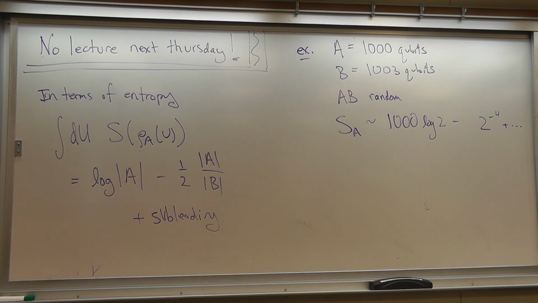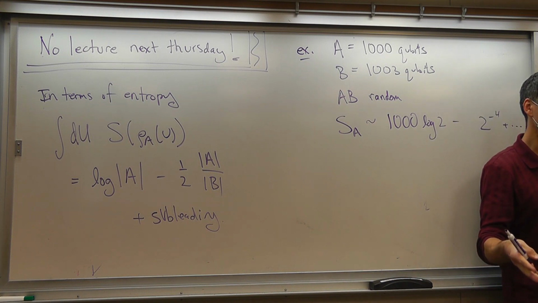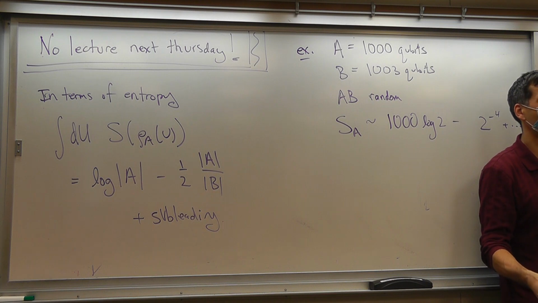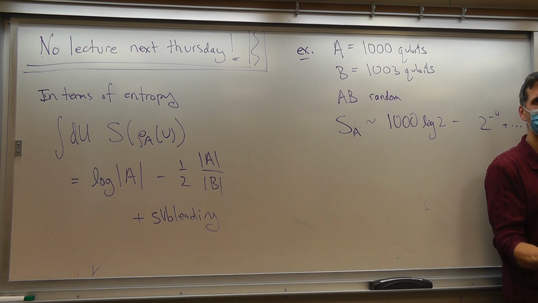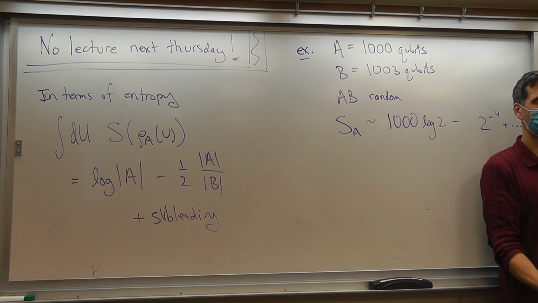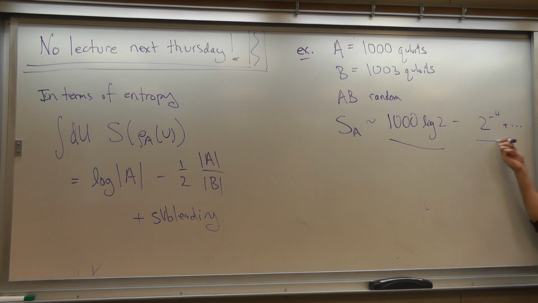All these, like dimension of A, dimension of B, these are all exponentially large. These are the size of the Hilbert space. So what this is saying is that you take a system, you cut it almost in half, then the smaller half is going to be maximally mixed to extremely good approximation. That's this term. So the corrections to it being maximally mixed are exponentially suppressed in the number of extra qubits in the other half.